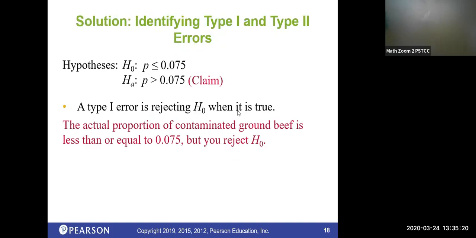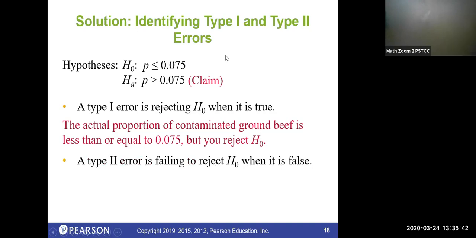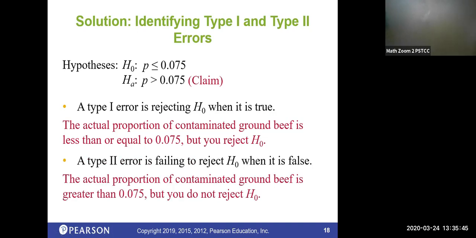So a type 1 error is rejecting the null hypothesis when it is true. If this null hypothesis is true, that means it's under the limit, which is good. But to make an error, we would reject the null hypothesis even though it's true. Now, if the null hypothesis is false but we fail to reject it, that would mean it's actually over the limit, and that's bad.